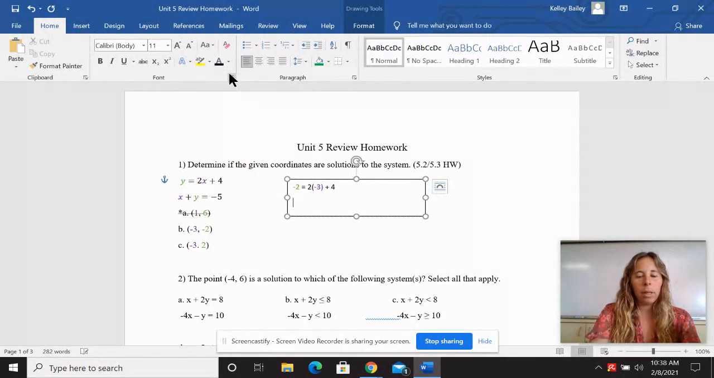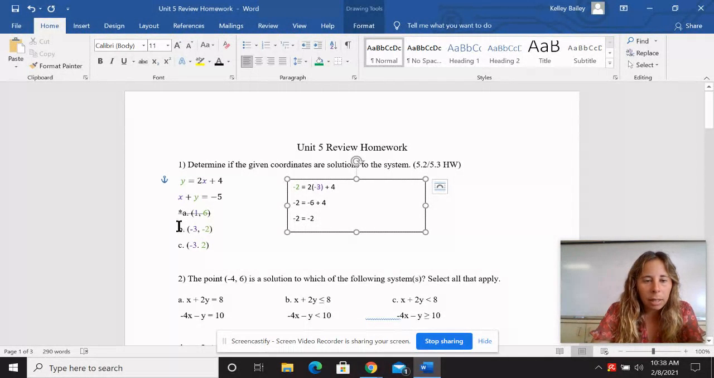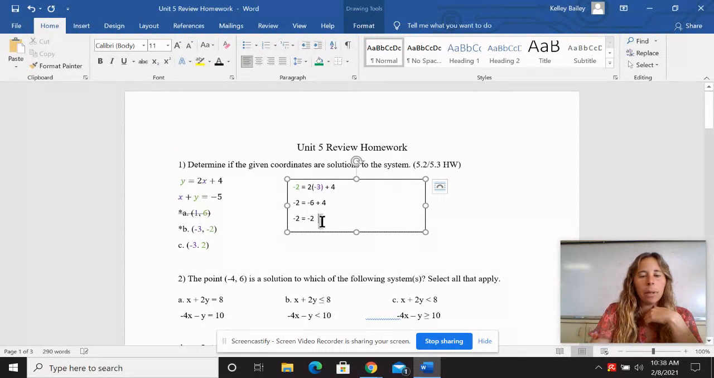All right, here we go. Negative 2 equals 2 times negative 3, negative 6, and then plus 4. Negative 2 equals negative 6 plus 4, negative 2. Look, that is true, so that works. Once again, I'll put a little star next to it. It works in our first equation. Let's see if it works in our second one.